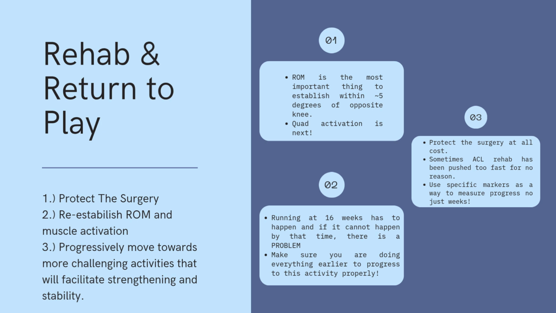Now, the next piece, running at 16 weeks. A reason I put that up there, that's kind of like the big milestone. Whenever the athlete gets back to running, that's a massive milestone. And if it can't happen by 16 weeks, there's something going on. That's kind of like the last week of, okay, we should be running now in a straight line. Maybe not cutting, but we should run in a straight line. And if it can't happen, there's a massive issue.